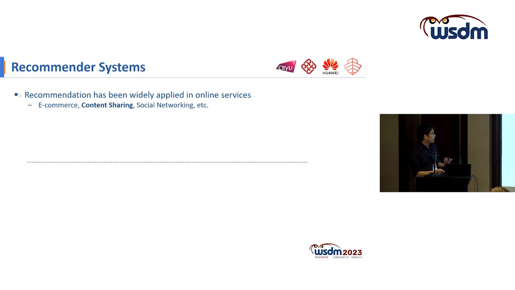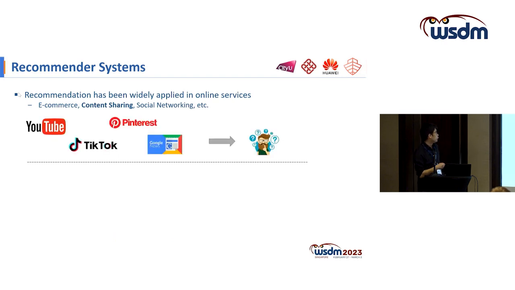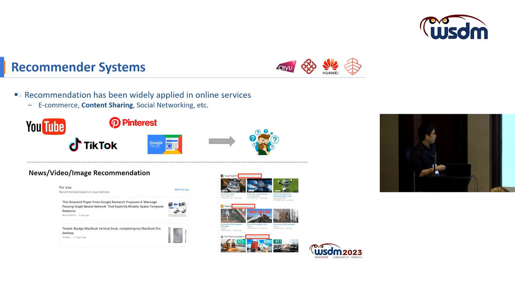And for content sharing services, such as YouTube, TikTok, Pinterest, and Google News, recommendation systems are usually used to deliver interesting content to users to attract their attention and also to improve their experience on this type of platform. And these two figures show some examples of news recommendation and also video recommendation.